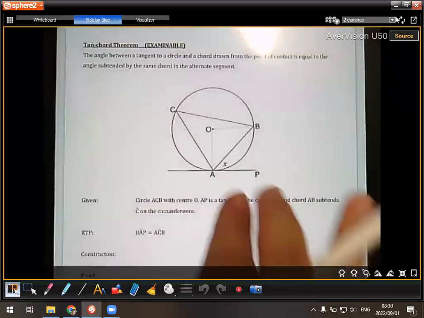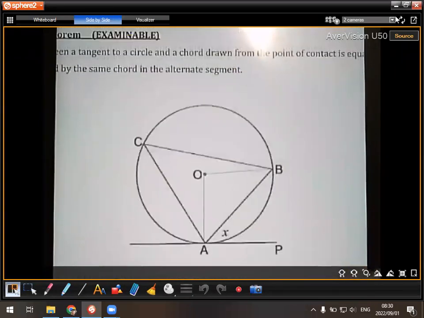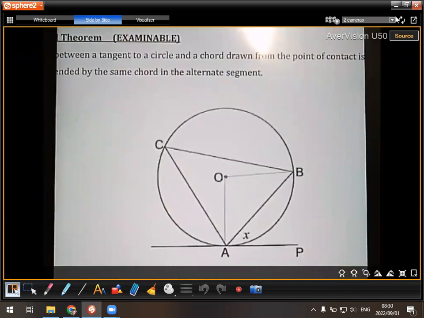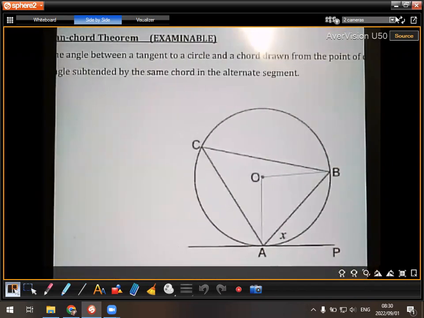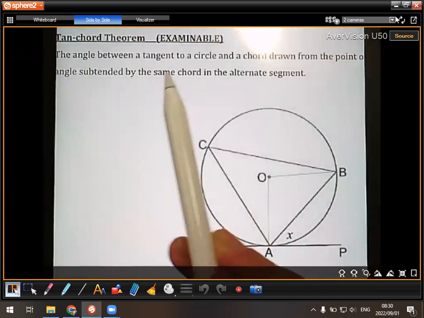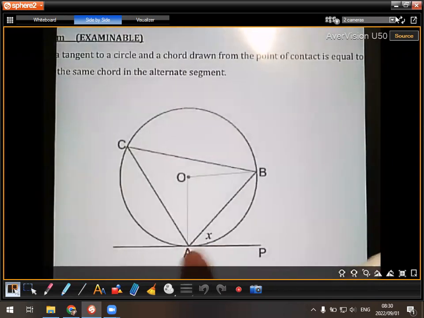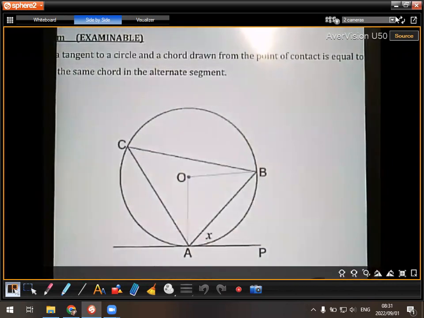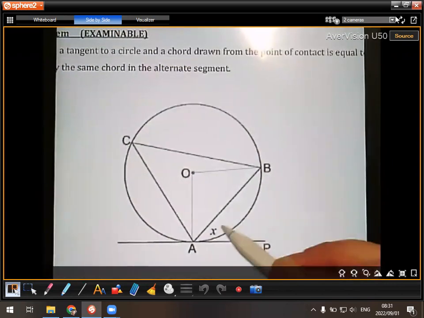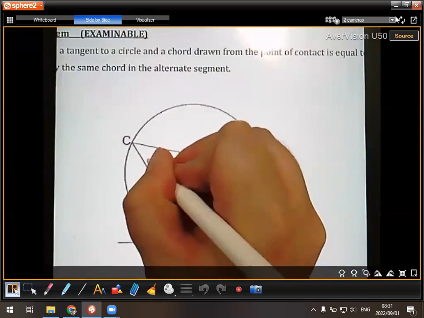All right, guys, so tan chord theorem, that's the second new one that we need to be able to do. So we've done opposite angles of a cyclic quad. That's the one where we need to prove that they add up to 180. Now we're going to have to prove that the angle between a tangent to a circle and a chord drawn from the point of contact is equal to the angle C.